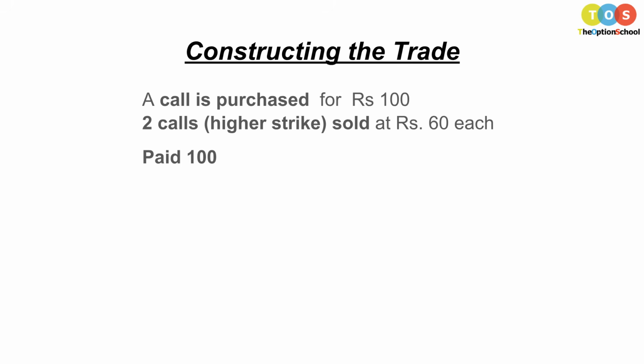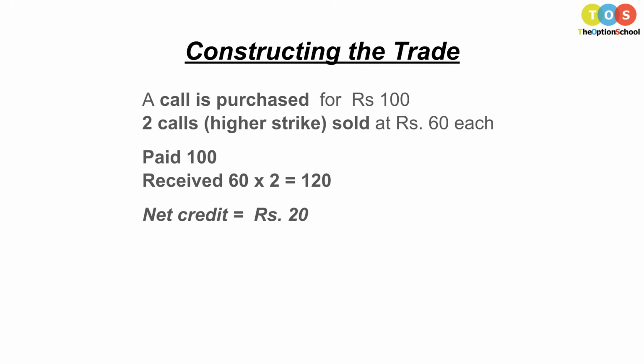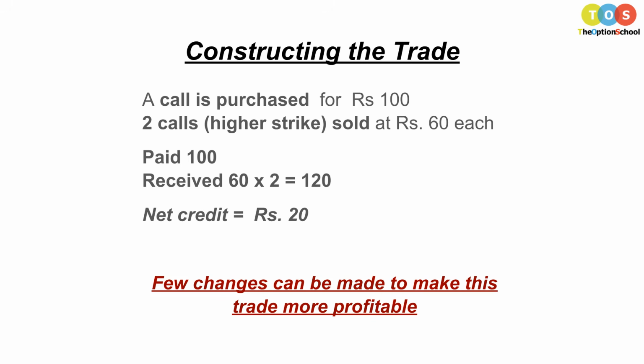Now what we have done, we have paid rupees 100 to the market by buying a call and we have received 60 into 2, that is 120 rupees, by selling two calls of 60 rupees each. So paid 100 and received 120 rupees. So this gives me a net 20 rupees, 120 minus 100, as a credit to me. So my net credit is 20 rupees in this trade.